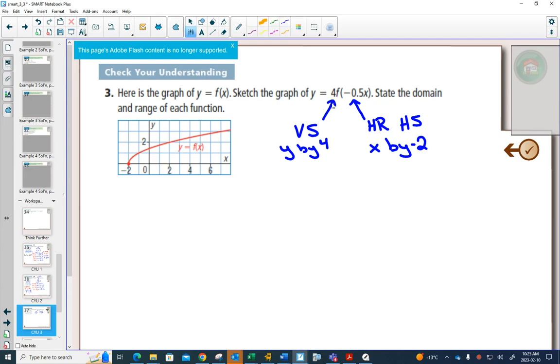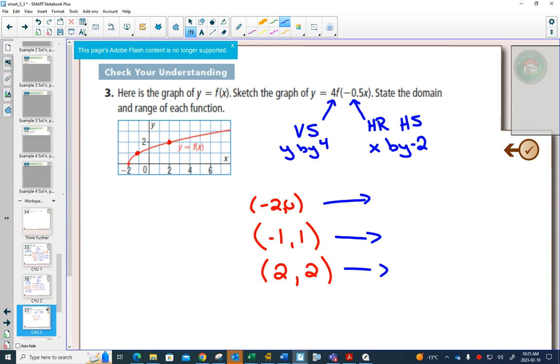Now, if we look at key points that we have on this graph, we could take those 3 key points. I have -2, 0. I have -1, 1. And I have 2, 2. I draw my arrows. And above here, I'm going to say I need to multiply my y values by 4 and my x values by -2.